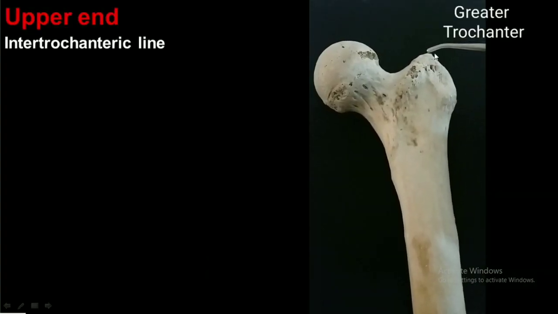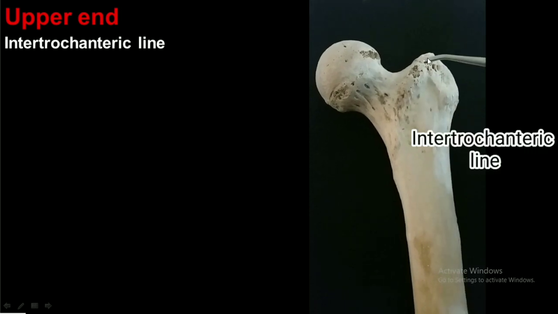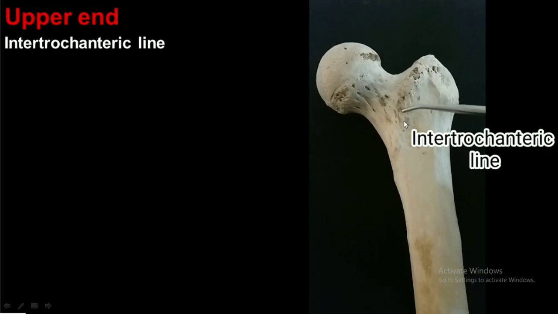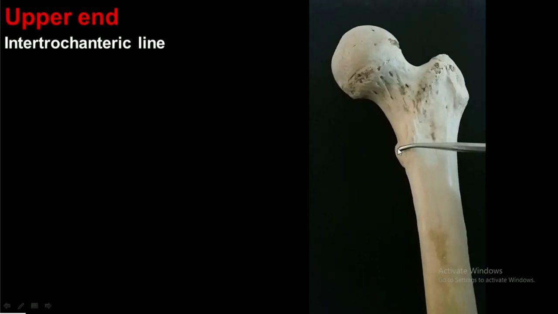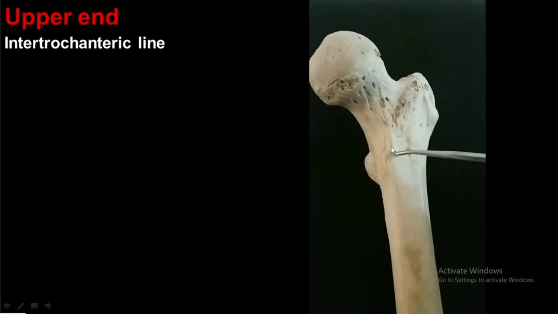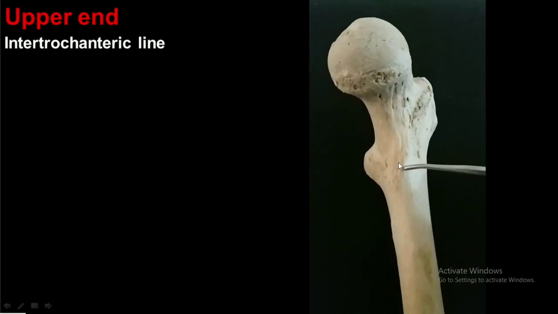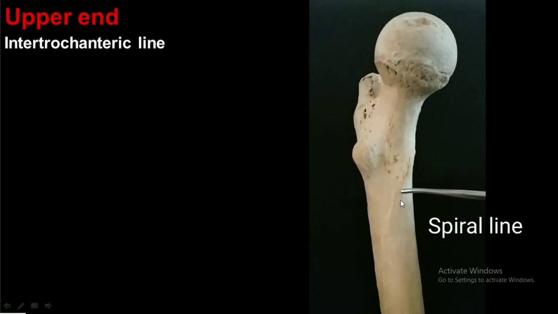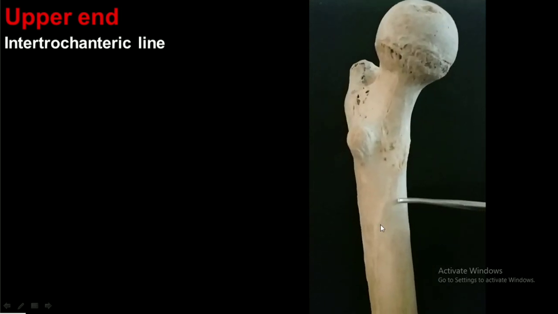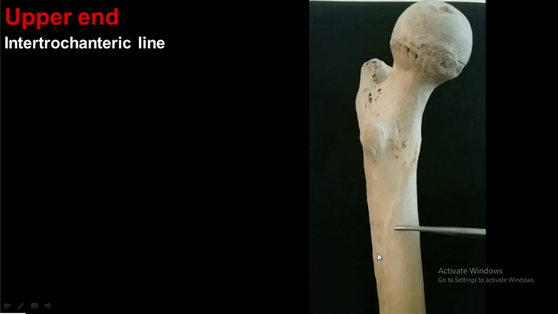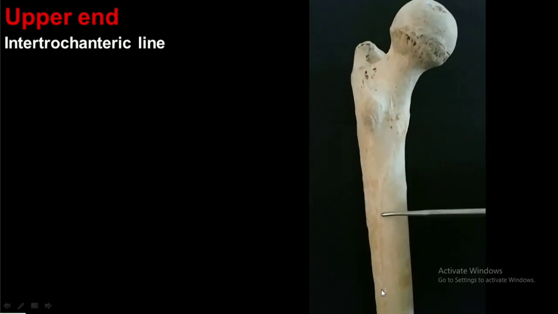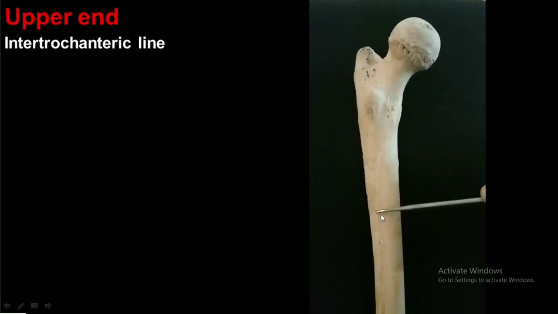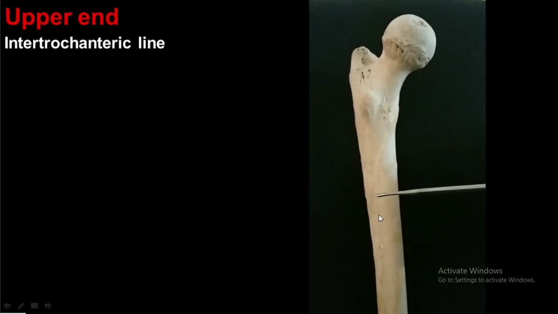Now this is the intertrochanteric line that extends from the greater trochanter, runs downward and goes to the posterior aspect, and below it continues as a spiral line, and below with the medial lip of linea aspera. This is the medial lip of linea aspera.